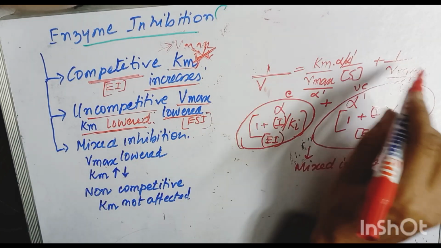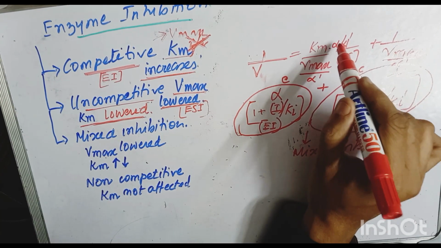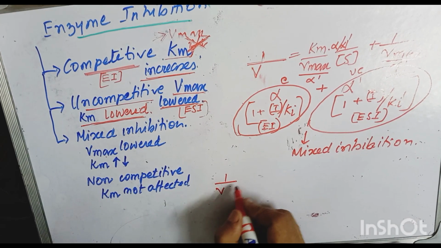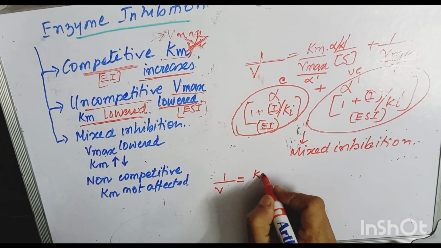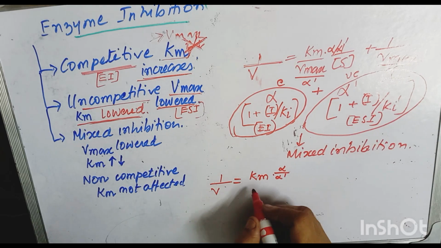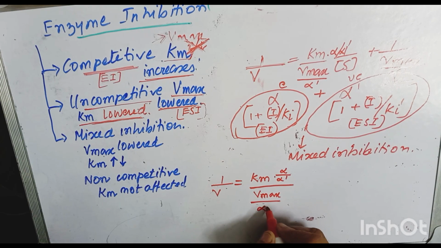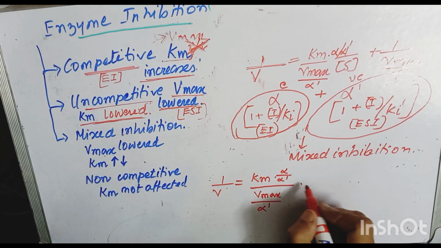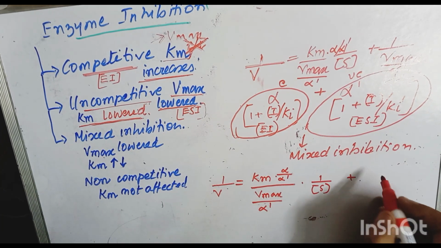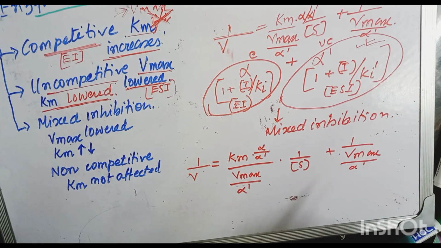So now how does this equation change? I have just dropped those values of alpha and alpha dash. I will rewrite the equation. It is like this: 1 by V equal to Km into ratio of alpha and alpha dash, over Vmax lowered by alpha dash, into 1 by S, plus 1 by Vmax lowered by alpha dash.